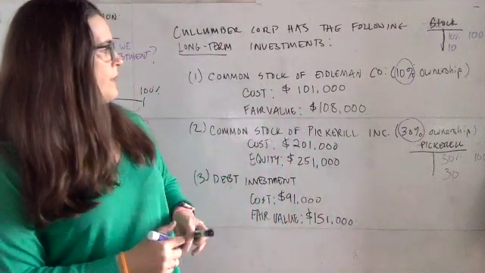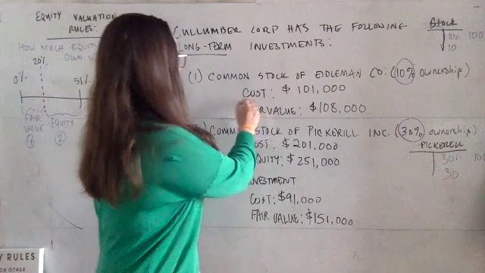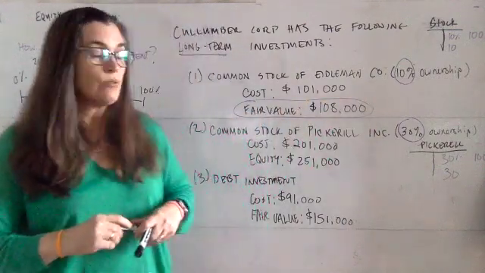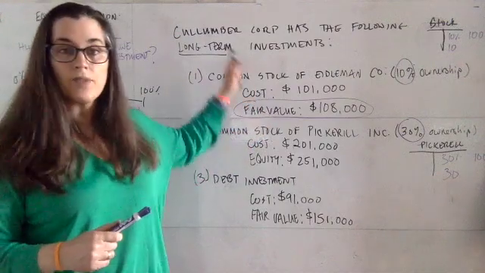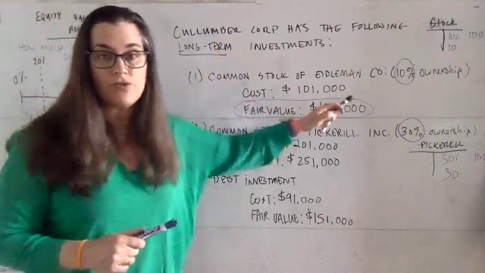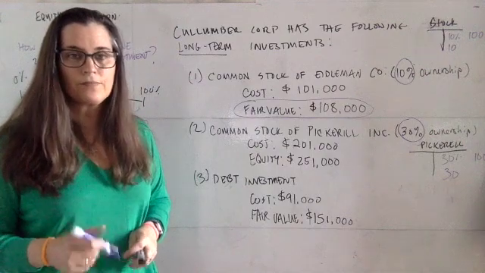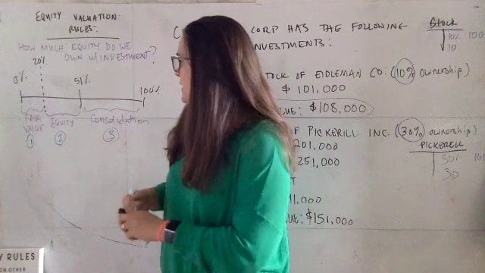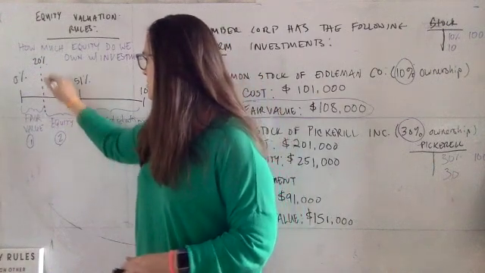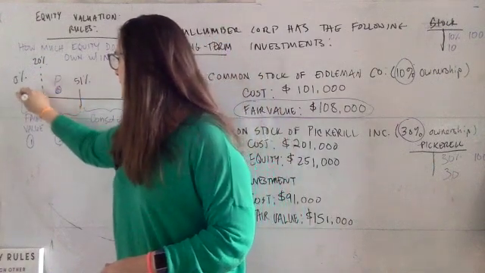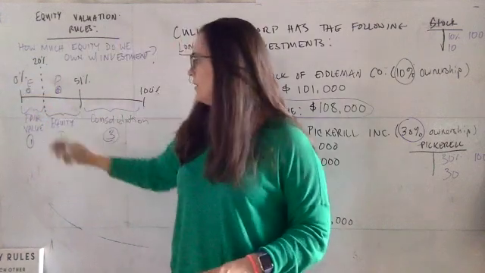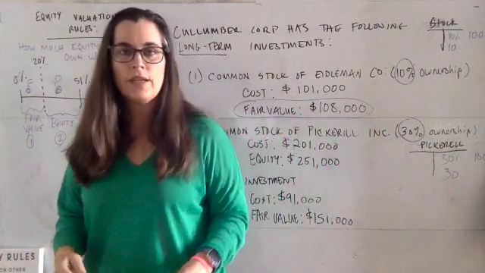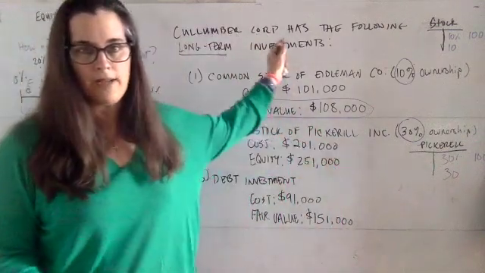In this first example, they own only 10%, which is less than 20, so we are going to show that the value of Idleman stock on Cullenber's balance sheet is going to be $108,000. Pickerel's a little bit different because we have 30% ownership here, which brings us into this realm. So this is Pickerel, and Idleman is here. Fair value we just walked through. Now Pickerel stock is owned 30% by Cullenber.